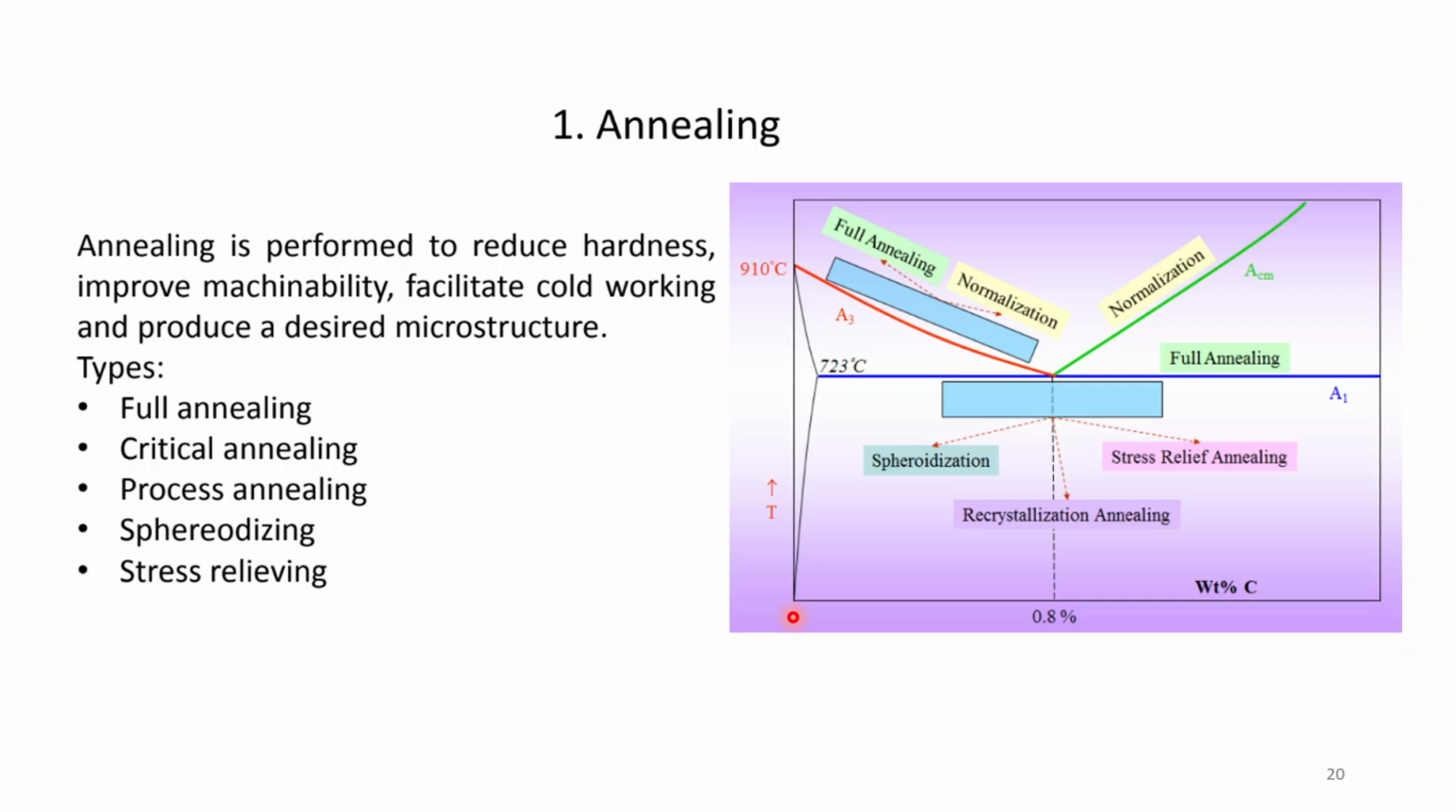Next is annealing. Annealing is performed to reduce hardness, improve machinability, facilitate cold working and produce a desired structure. Some of the types consist of full annealing, critical annealing, process annealing, spheroidizing, and stress annealing, stress relieving.